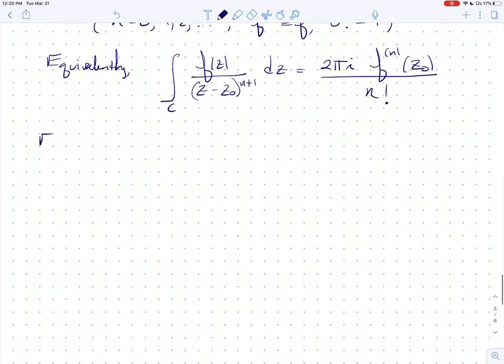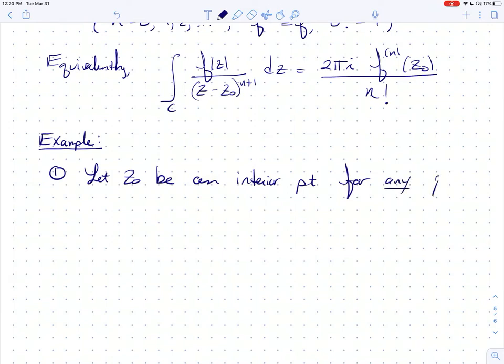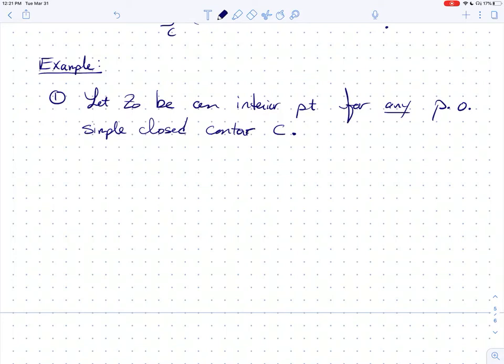So here we go. Example number 1. So I want to let z naught be an interior point for any positively oriented simple closed contour C. All right, so I want to do 2 different examples with you, but first let's draw a picture. There we go, draw my curves.